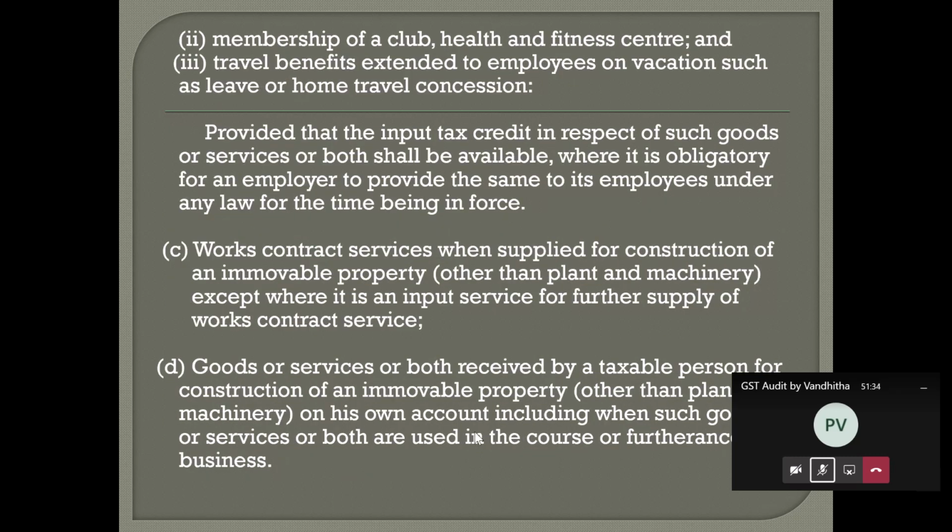Membership of a club, health and fitness centers, and travel benefits extended to employees on vacation, leave or home travel concession. In these cases, he cannot claim input tax credit, provided that input tax credit in respect of such goods or services shall be available where it is obligatory for an employer to provide the same to its employees under any law for the time being in force.